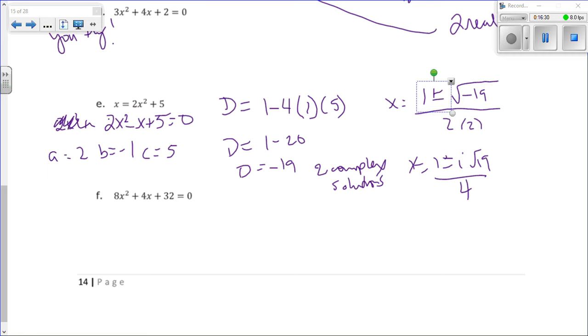Let's see, did I do that right? Let me double check here. Alright, sorry guys, this should be a 2 here. So instead of 20, it would be 40. So instead of negative 19, it would be negative 39. So just change that to a 39. Everything else is the same. So again, you try the next one.